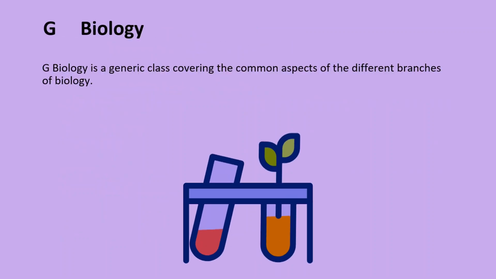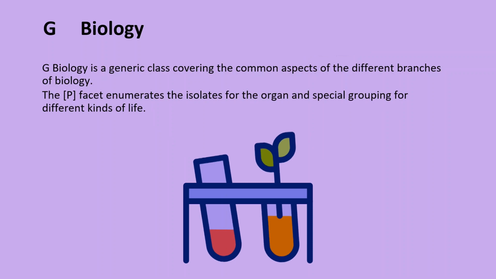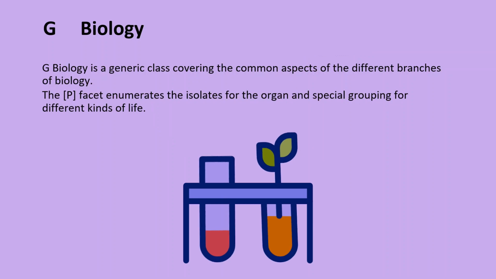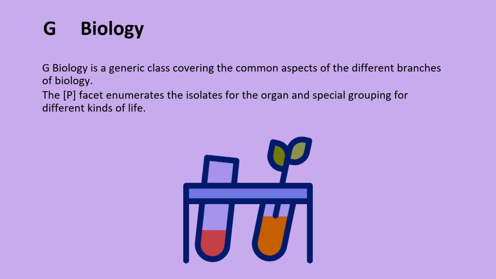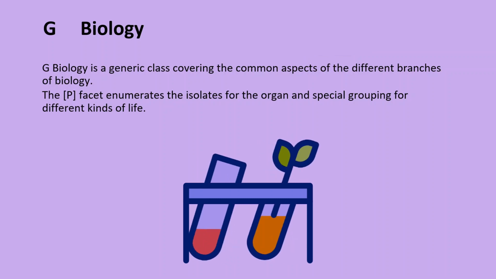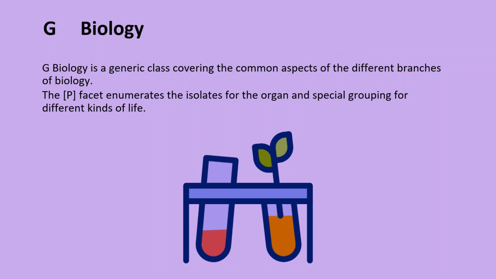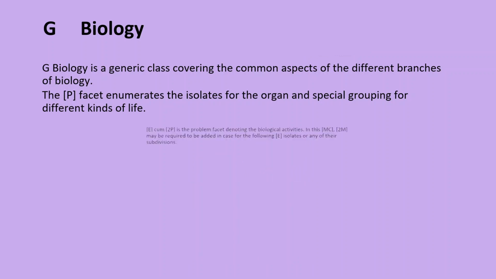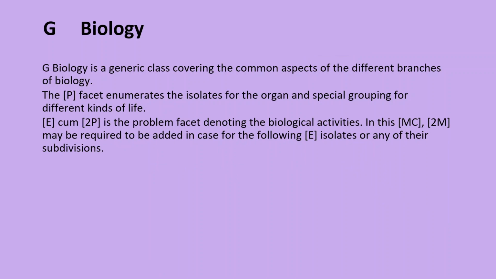The generic class biology, covering the common aspects of different branches of biology, also is treated as one of the basic classes, with the same digit capital G. The personality facet enumerates the isolates for the organ and special grouping for different kinds of life in the basic class biology. The energy facet is the problem facet denoting the biological activities.